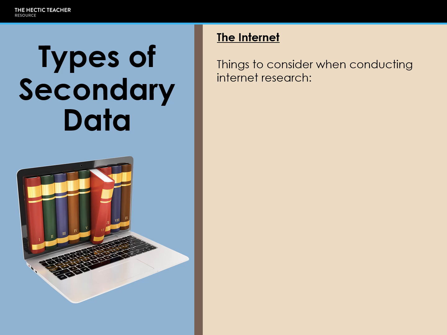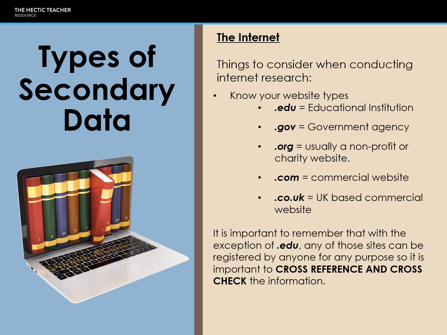But the internet can be overwhelming. So there's things that you need to think about when using the internet to do your research. The first thing is know your website types. The .whatever usually indicates the type of website it is. So if you've got .edu, that's usually some form of educational institution, usually university level. .gov is a government agency.